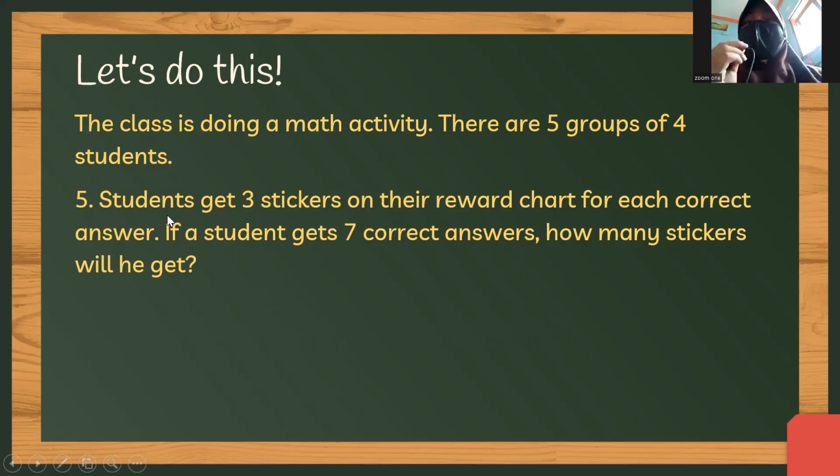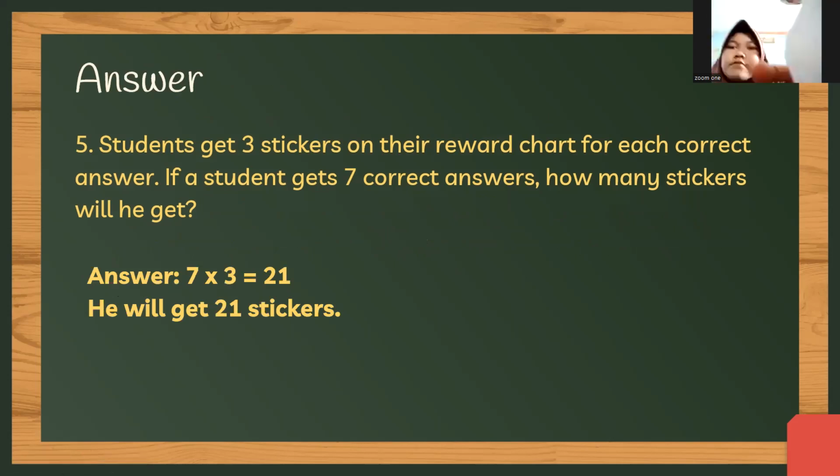Question number 5. Students get 3 stickers on their reward card for each correct answer. If a student gets 7 correct answers, how many stickers will he get? The answer is 7 times 3 is 21. He will get 21 stickers.